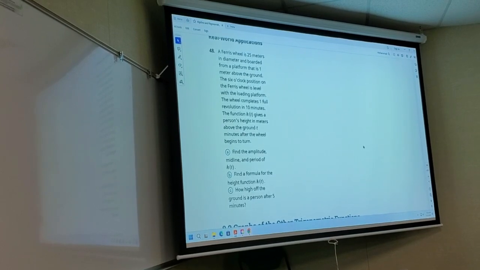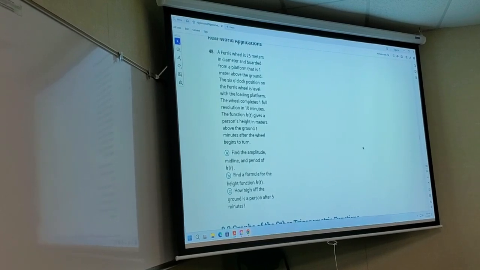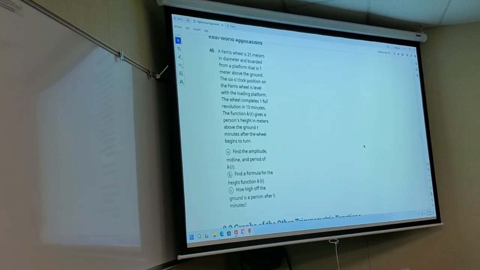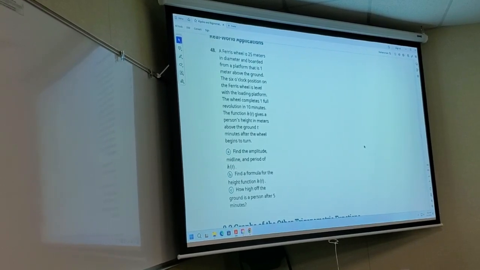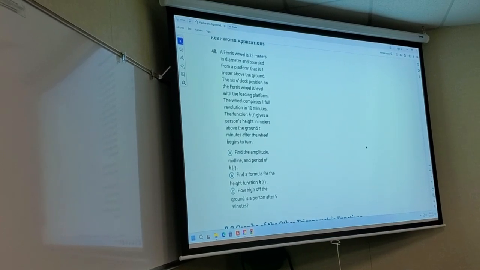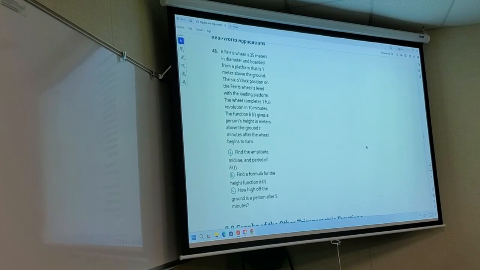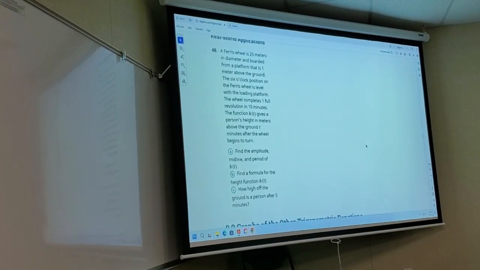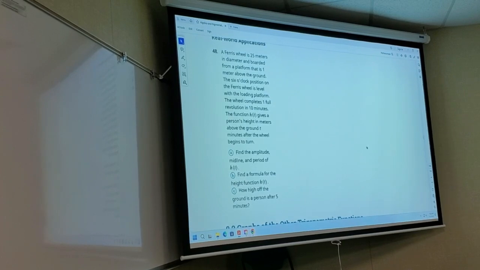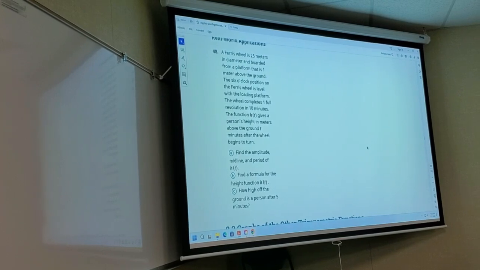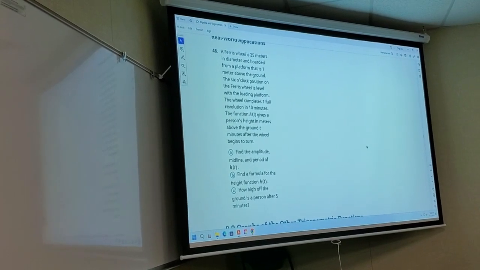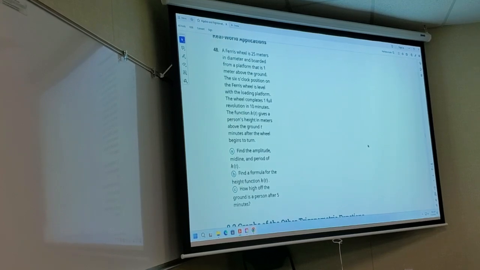If I have a sine function that goes from 1 to 5, what's the midline? 4? No? 3. Why is it 3? It's equidistant from either side, right? The amplitude is 2. What's 1 plus 5? 6. 6 divided by 2 is 3. Of course it is, because how do you find the middle of any two numbers?